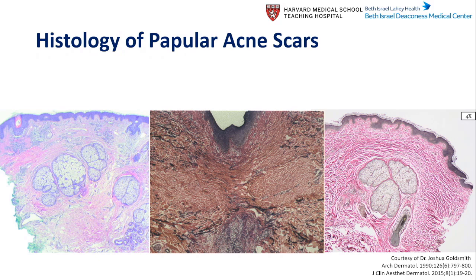So why do we get papular scars? Collagen may vary, increased, normal, or decreased, but the key histologic finding is actually the loss of elastic fibers.